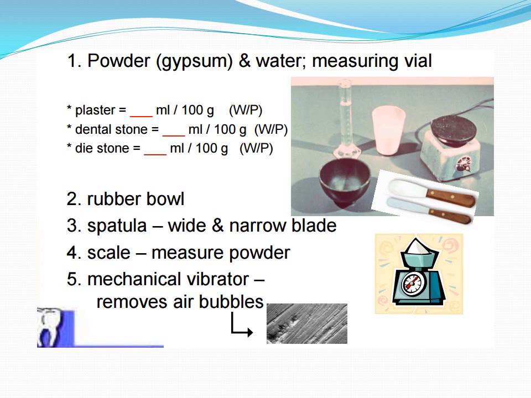هاي هنا السلايد يوضح لنا طريقة الميكسينج مال الباودر الجبسم. هاي هنا يوضح لنا الأدوات اللي نستخدمها اللي هي السباتولا، الربر باول، هذا هنا عندنا السكيل، هذا الميكانيكال فايبريتر اللي نستخدمه حتى remove of the air bubble.